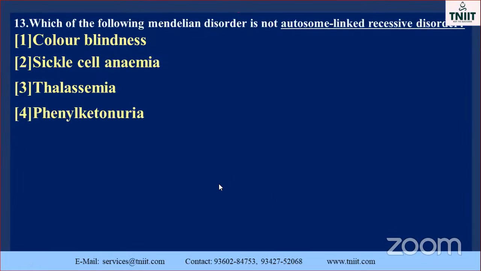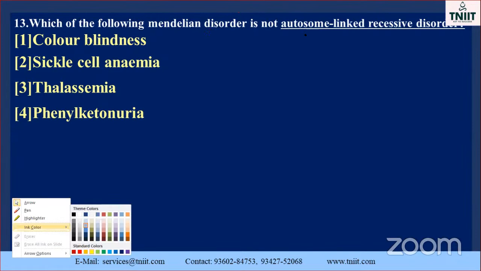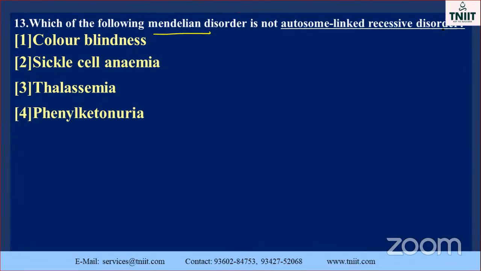Next. Which of the following is not a Mendelian disorder? Note it down, Mendelian disorder. Don't forget, my dear students. It's not an autosome-linked recessive disorder. Color blindness, what is that? Color blindness is not an autosomal disorder. Sickle cell anemia, yes, it is an autosomal disorder. Thalassemia, yes. Phenylketonuria, yes. So these three are autosomal disorders. So which one is not an autosomal disorder? Color blindness is the correct answer.